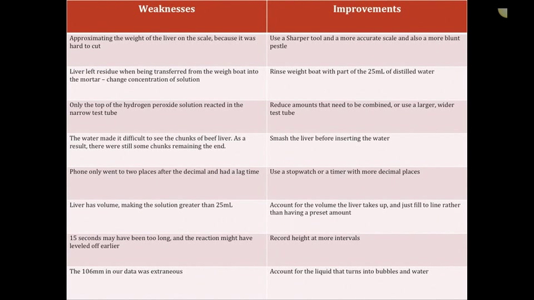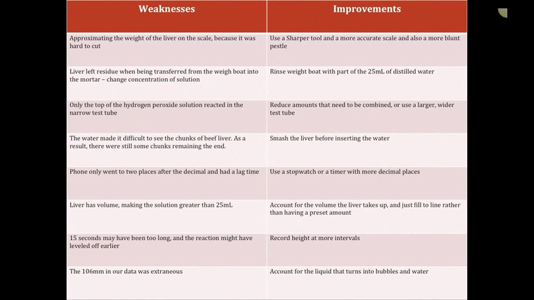The first weakness is approximating the weight of the liver on the scale because it was hard to cut. To improve, we could use a sharper tool and a more accurate scale, and also a more blunt pestle. The second weakness is that the liver left residue when being transferred from the weigh boat into the mortar, which changed the concentration of the solution. To improve this, we would rinse the weigh boat with part of the 25 milliliters of distilled water.